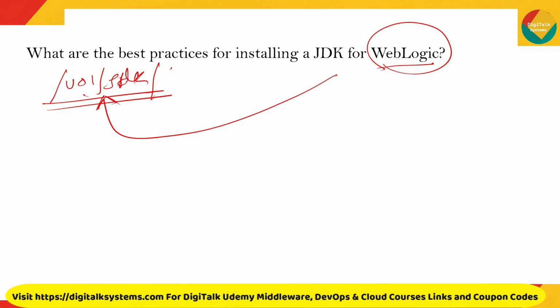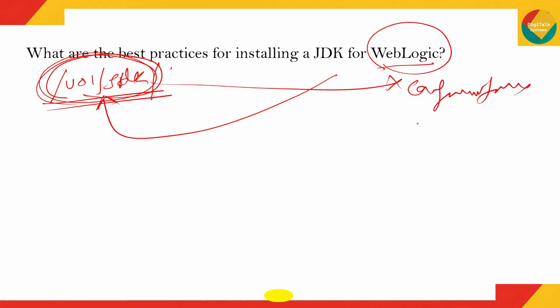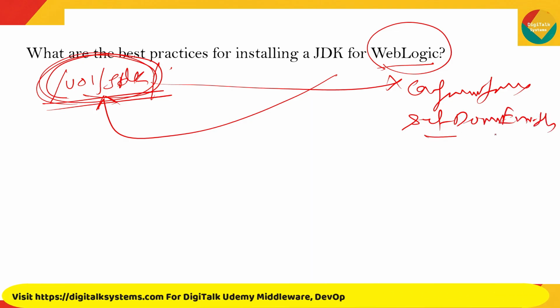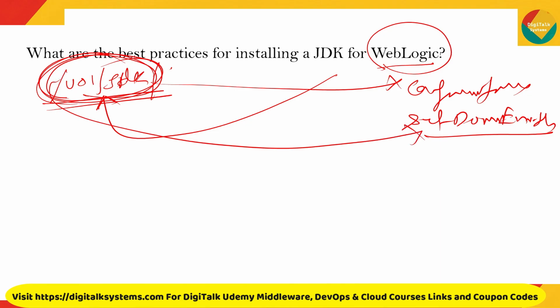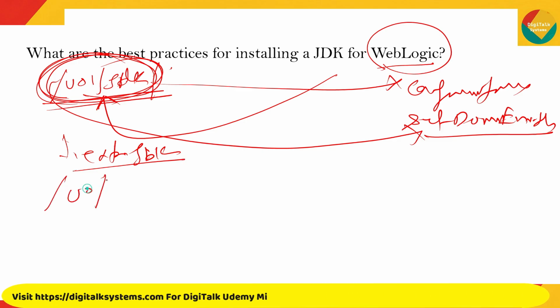If I specify this location, by default it is going to be stored in the configuration files. For example, setDomainEnv.sh is one of the configuration files. So this location is going to be stored in this particular configuration file, right? Now, in many environments, we just extract the JDK folder, and when we extract it, it creates a folder with the name of the version.